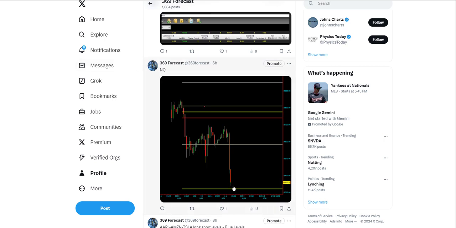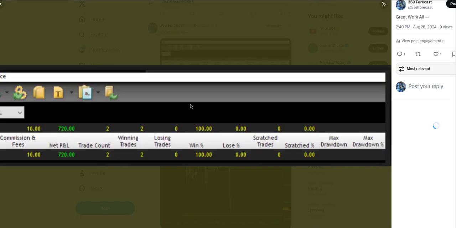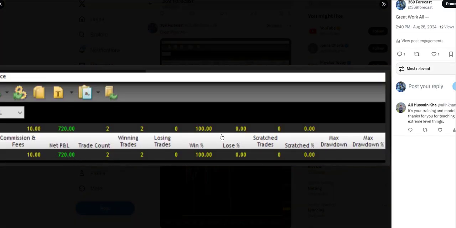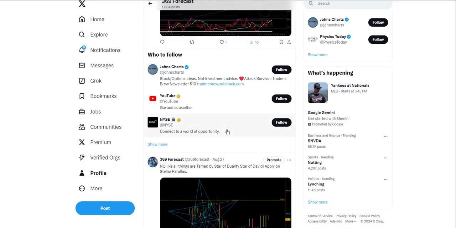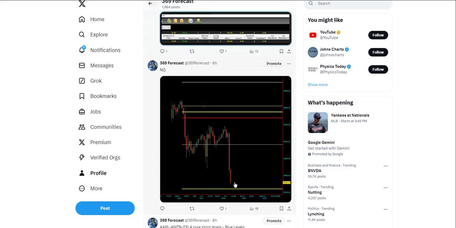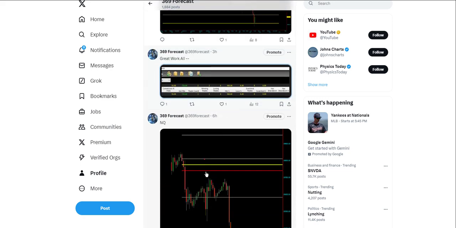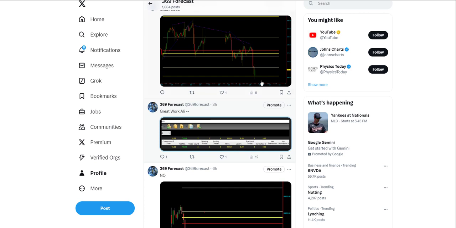NQ was here. Ali posted that he is going long. He made $720 quickly with one contract. Not bad, right? So why not? But this level was already known to us. I will demonstrate how, and then there it went.